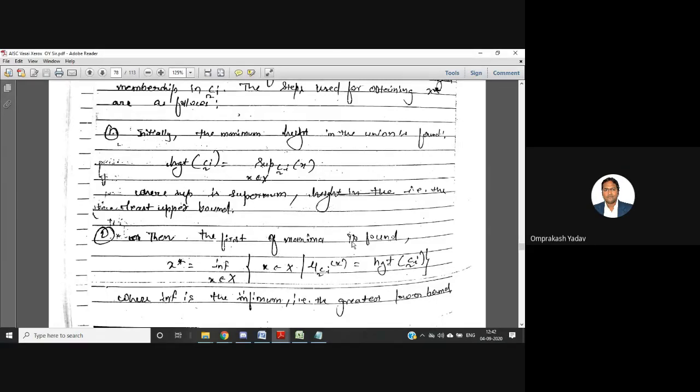Then the first of maxima is found. x star is equal to infimum of x, where x belongs to capital X, such that mu C_i(x) equals height of C_i, where INF is the infimum, that is the greatest lower bound. Okay, so this is related to your discrete structures concept, that is least upper bound and greatest lower bound. So we try to determine that.